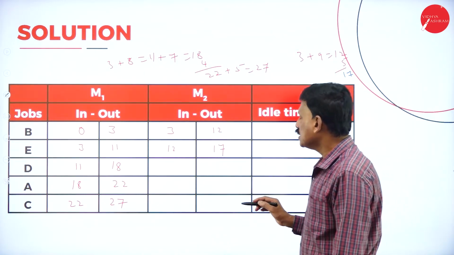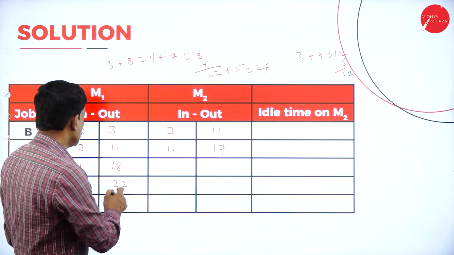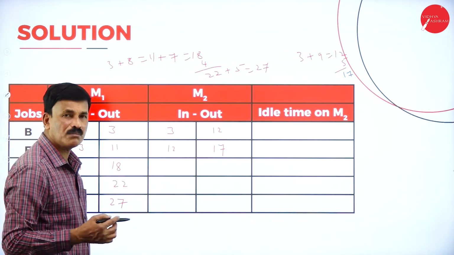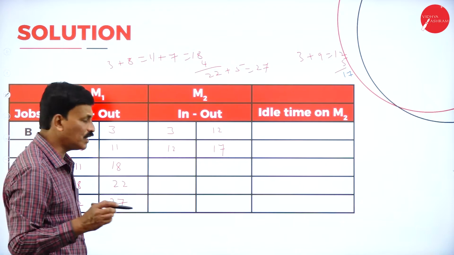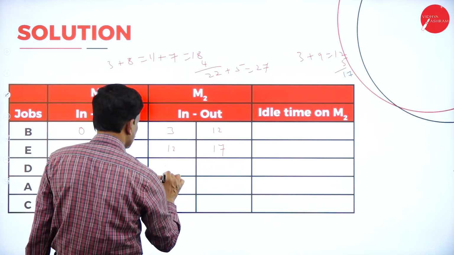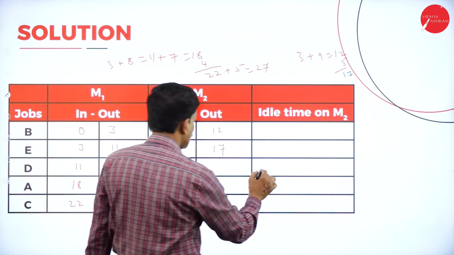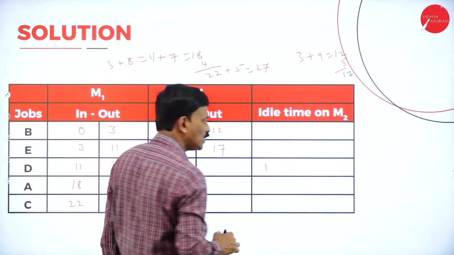Now check this, the out time must be greater than this time. So here it is 18 and 17. Here the machine has to wait for 1 hour. So this time becomes 18 hours. The idle time for this machine will be 1 hour here.